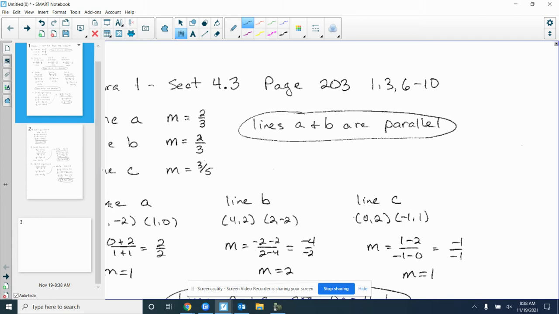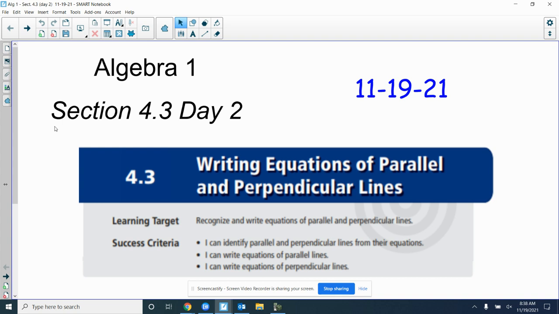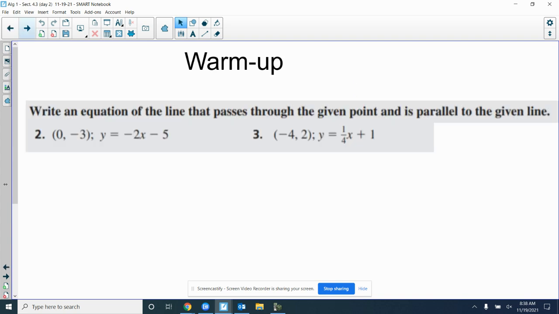But before that, oh, nope, this isn't what I wanted. I wanted this one. Okay, yesterday was parallel. We're going to talk about perpendicular today. But first, this is still parallel. Write an equation of the line that passes through the given point and is parallel to the given line.